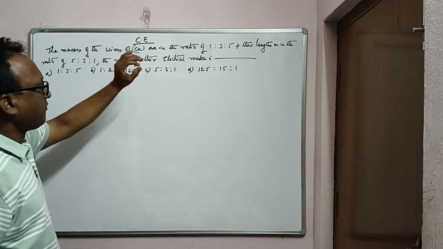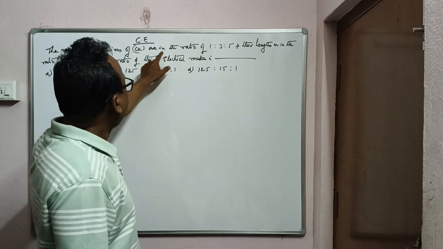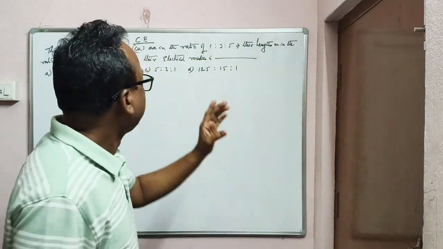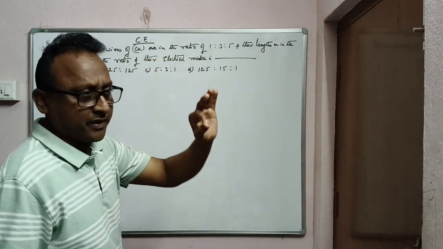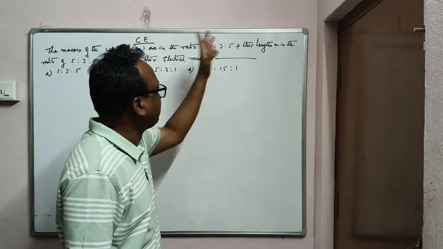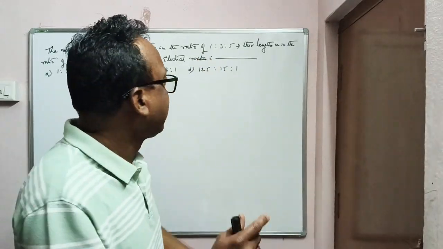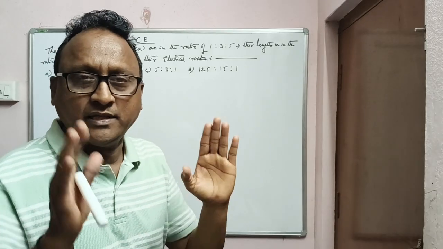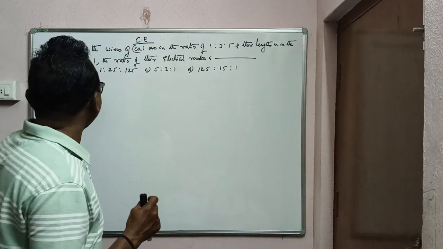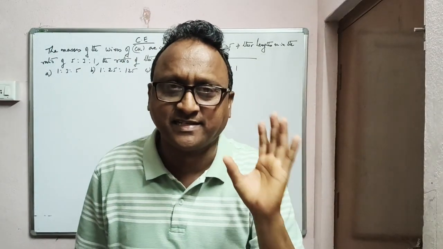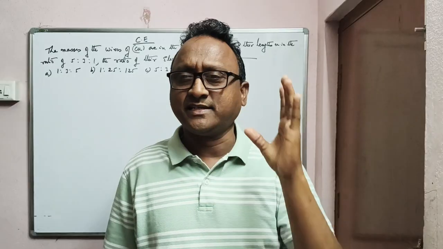The masses of the wires of copper are in the ratio of 1:3:5, and their lengths are in the ratio of 5:3:1. Now he is asking what is the ratio of the electrical resistances.